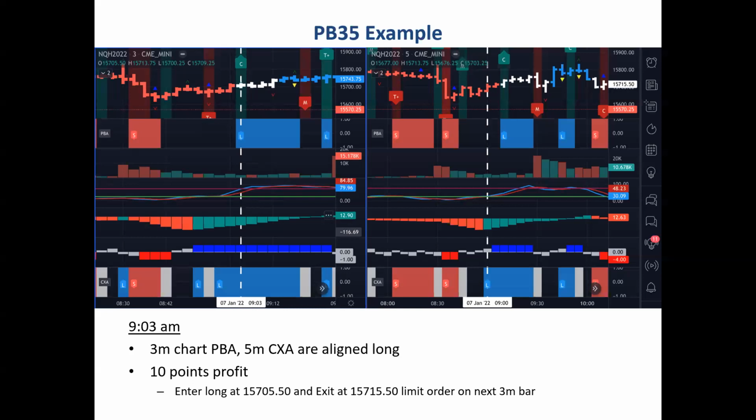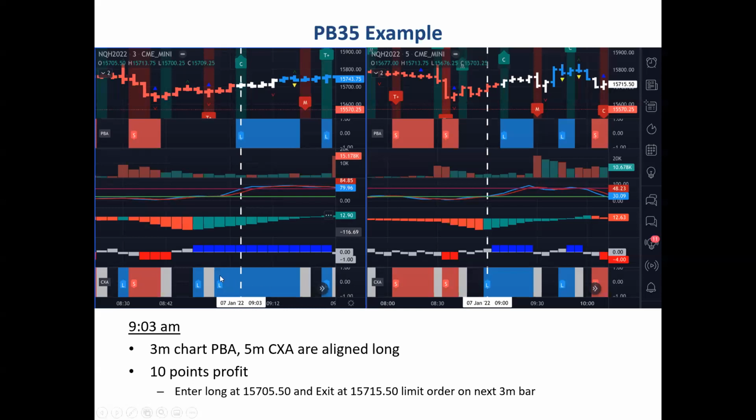Now, what we need in order to have a qualified Pb35 trade is we also need to have alignment with the 5-minute CXA. And we already had alignment with the 5-minute CXA as of 9 o'clock, so 3 minutes before the signal presented itself. So this is the way we would be looking at our charts in real time. We see at 9 o'clock that the 5-minute CXA is showing long. That's not going to put us into a trade.